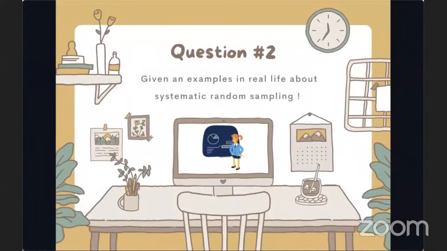Question 2. Give an example in real life about systematic random sampling.